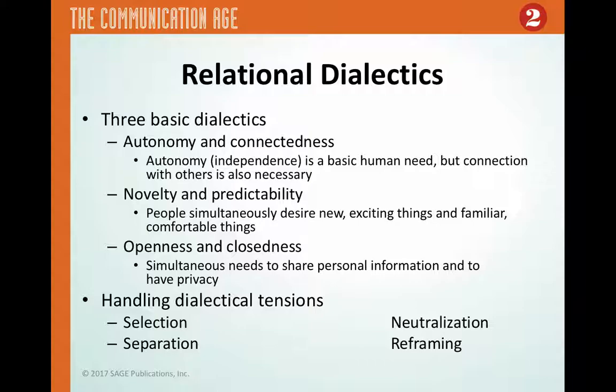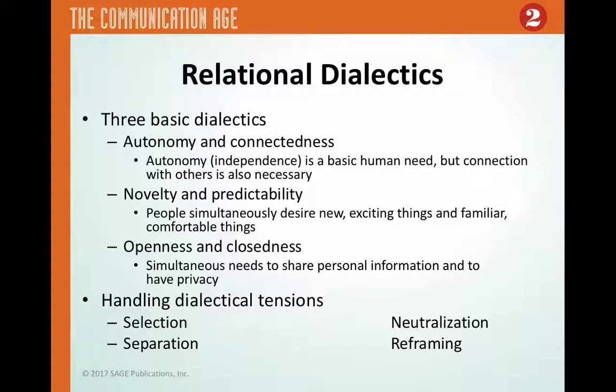How much are we going to be our own individual people compared to how much are we going to spend time together and see ourselves as a whole? Same thing with novelty and predictability. We want new, exciting things, but we also want some routines. We want some things to be standardized and easy to understand and predict. We also want openness and closedness. We need to share personal information. We have a desire to share with one another, but at the same time, there's information that we want to keep to ourselves and not share.